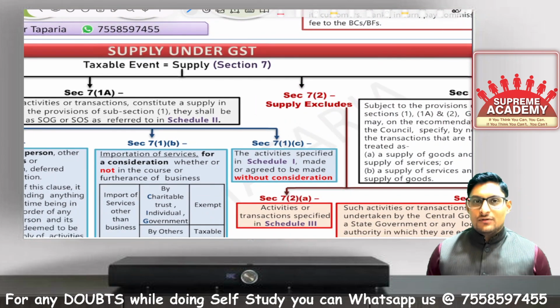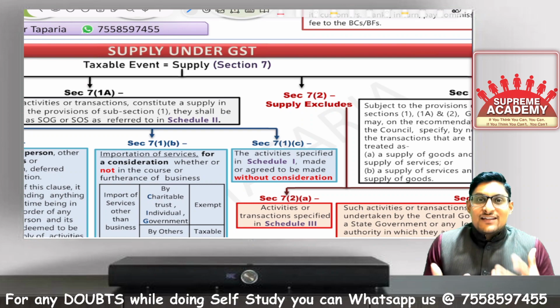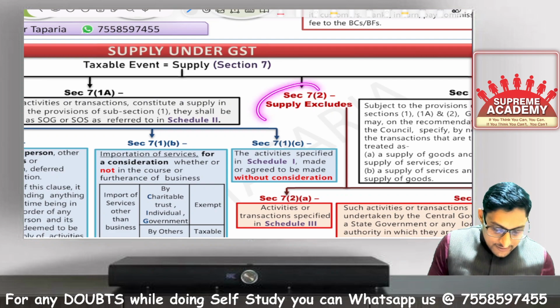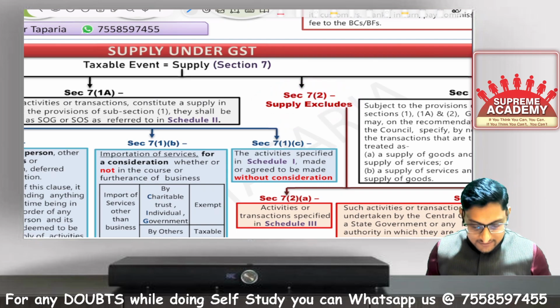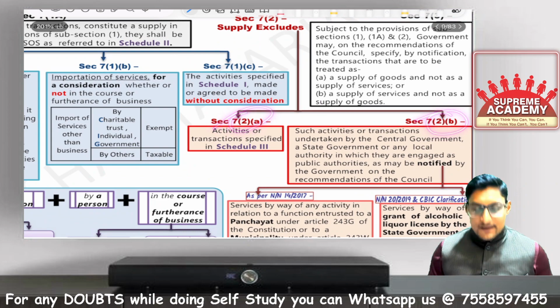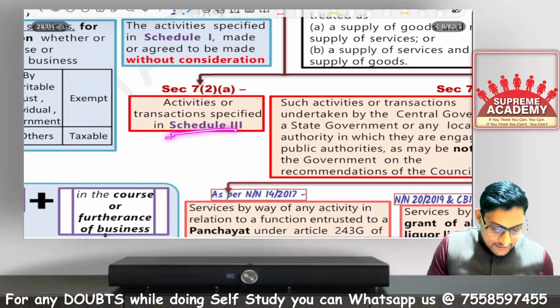Next, coming towards 7.2. Now, 7.2 talks about what supply excludes. Means by default, applying 7.1, this activity is a supply, but we are excluding it from the definition of supply. Let's see what is excluded. 7.2a, 7.2b.